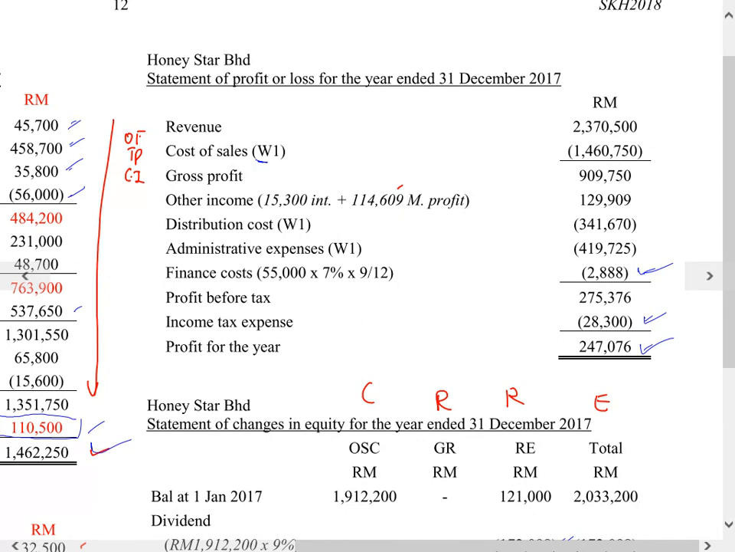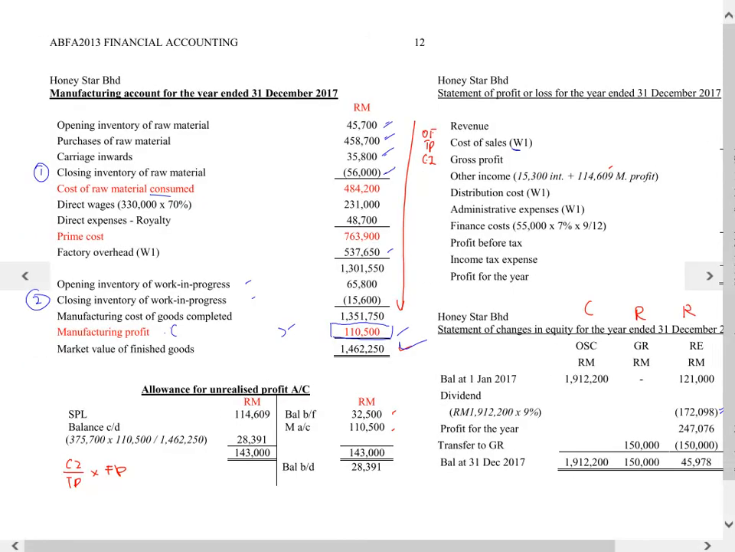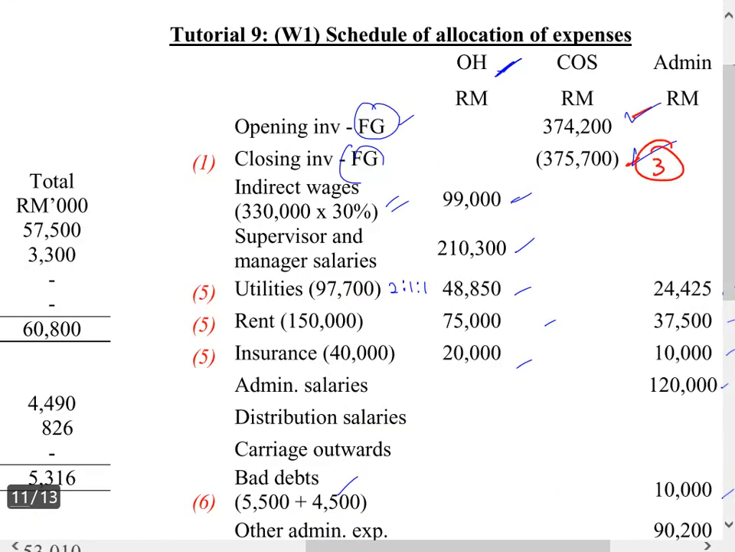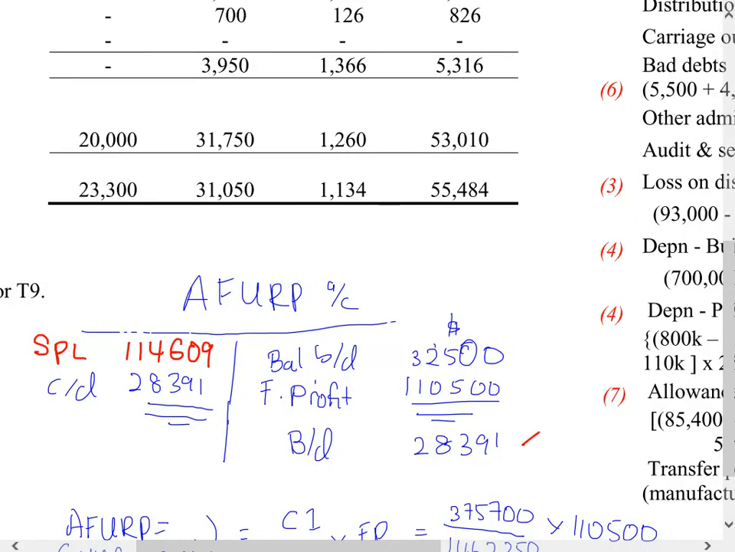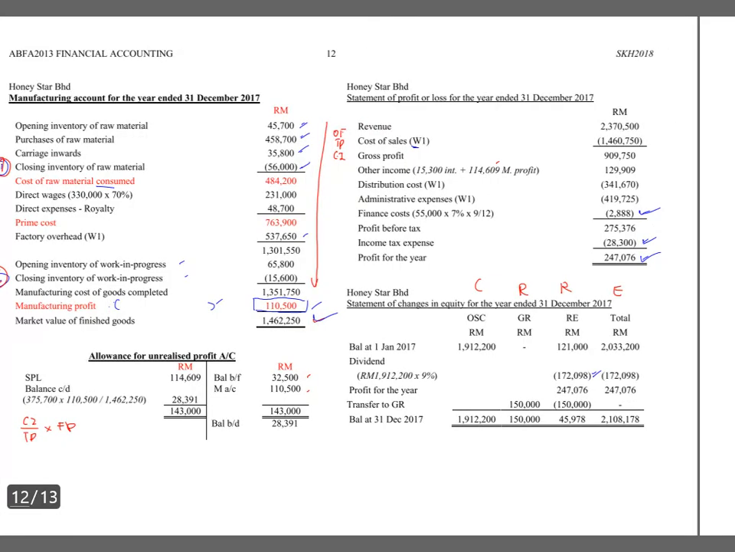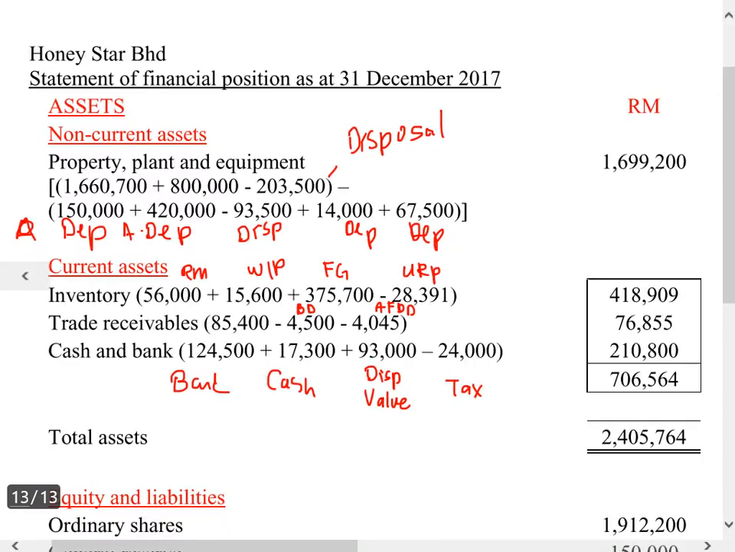Okay, now closing inventory. In my SFP closing, I got how many tags? 3 tags here. Closing raw mat, closing WIP, and closing finished goods. But what must I do with this closing finished goods? I remember to minus your 28391 here. Closing inventory will be raw mat plus WIP plus finished goods less up your unrealized profit. Okay. One more last one.